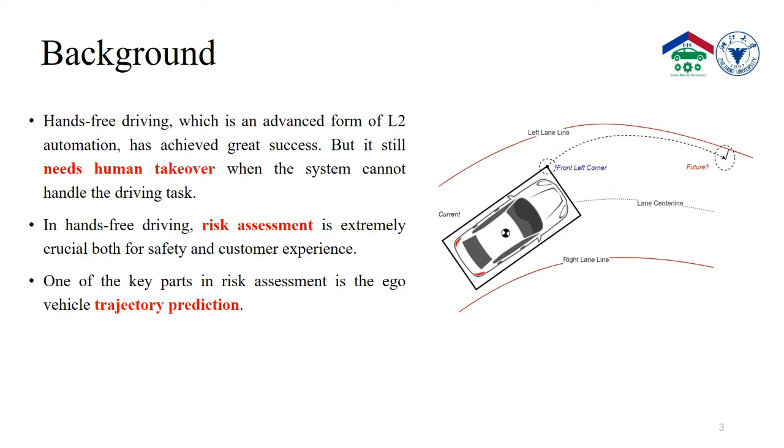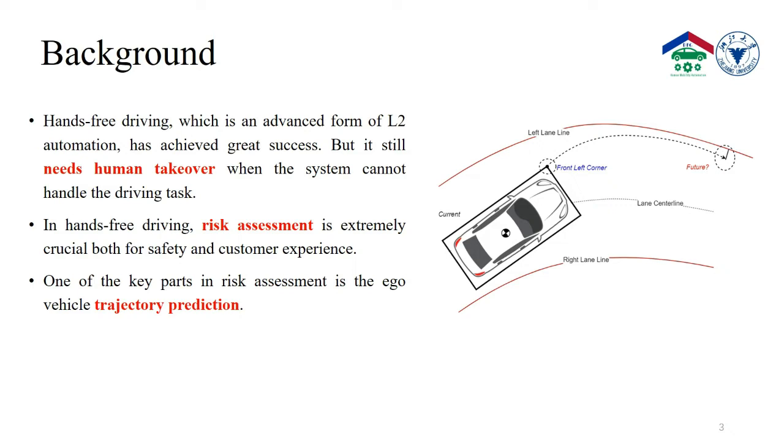Advanced driver assistance systems, known as ADAS, have become widely used in passenger vehicles and achieved great success. Hands-free driving, which is an advanced form of level 2 automation, is also appealing in premium brands. But level 2 automation still needs human takeover when the system cannot handle the driving task. Therefore, a risk assessment module is needed to warn the driver to take over in a timely manner, which is extremely crucial both for safety and customer experience.